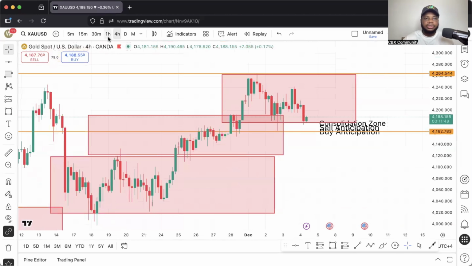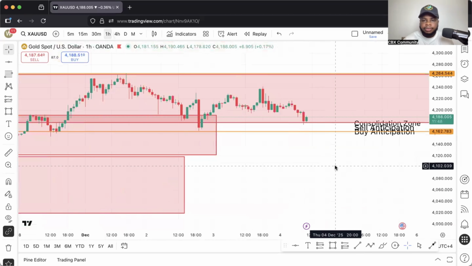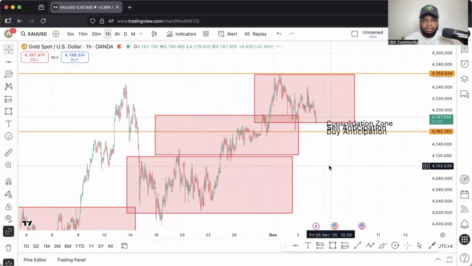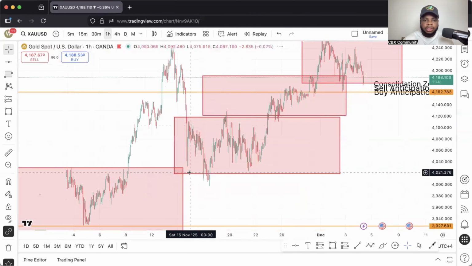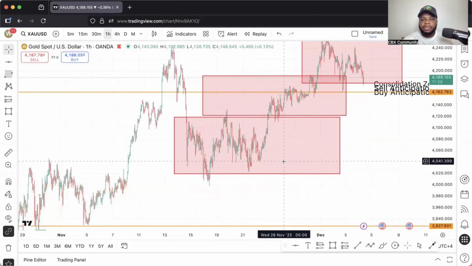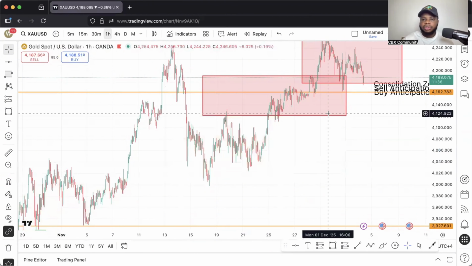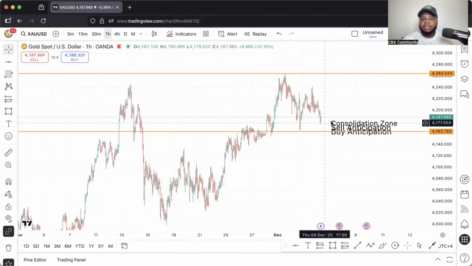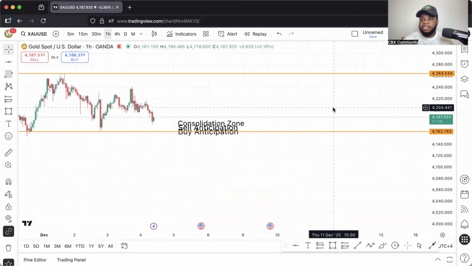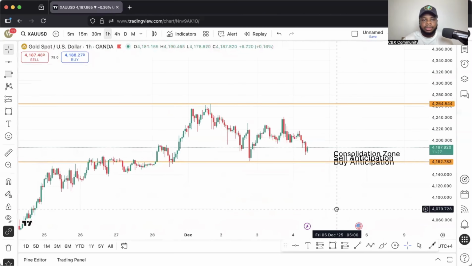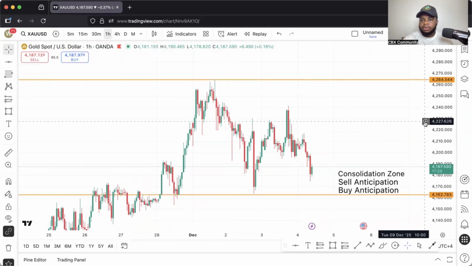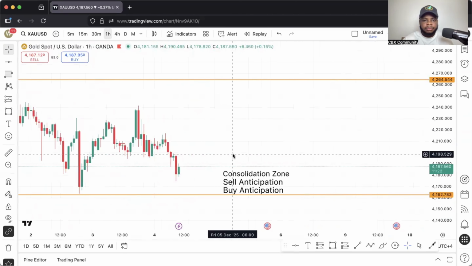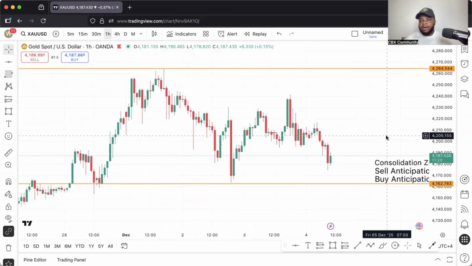Let's go to the H1. So let's delete this, we don't need them. These are past market structure, so we don't need them. We need to look at the recent market structure so that we'll be able to know what you're anticipating the market to give to us. I love to identify my resistance zone and my support zone using the H1 and 30 minutes.